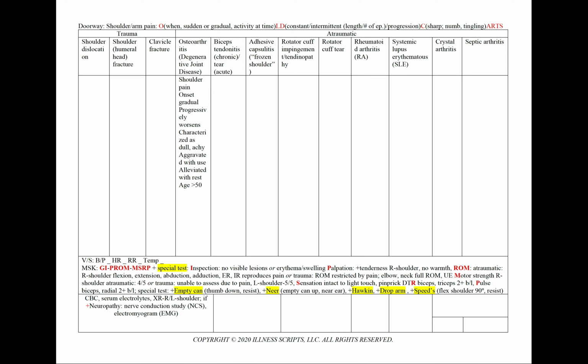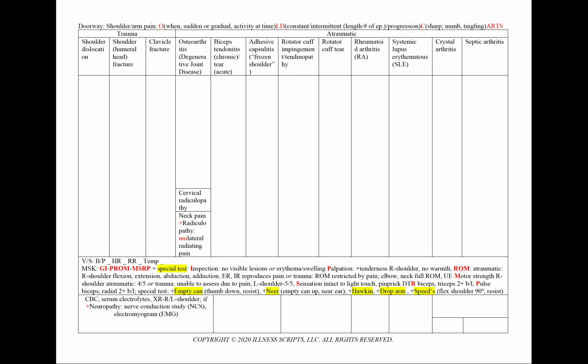In osteoarthritis or degenerative joint disease, we'll see shoulder pain that now has an onset that's more gradual, but progressively worsens. And classically, it's characterized as dull or achy and aggravated with use and alleviated with rest, and it is typically seen in an older patient greater than 50 years old. It is also important and high yield to consider the neck as a source of referred pain in any case of upper extremity pain.